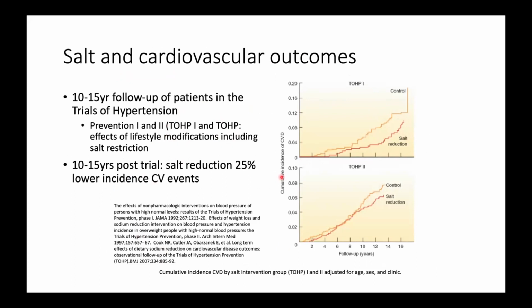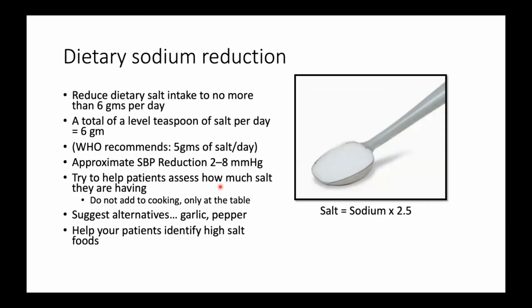You can see that there is a 25% lower incidence of cardiovascular events when the salt was reduced by 25%. Salt was reduced in a population which was enrolled into the hypertension trial. So the recommendation is less than 6 grams, but WHO recommends less than 5 grams. If you see the formula, salt is sodium into 2.5 grams, meaning the WHO recommendation is less than 2 grams of sodium.